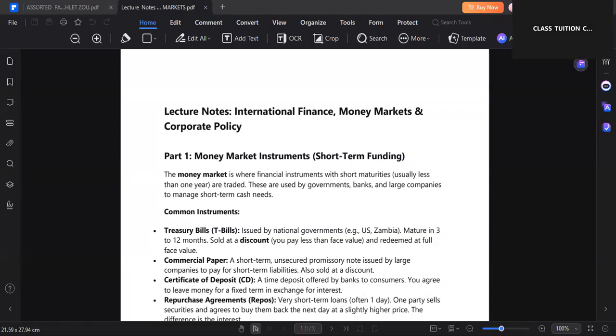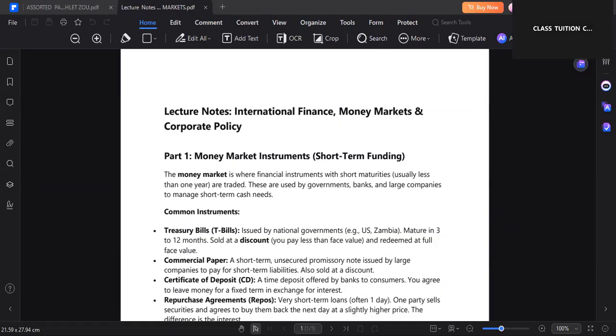So today we're going to look at international finance, money markets, and dividend policy. I've summarized these three units in one. So let's begin by talking about money.